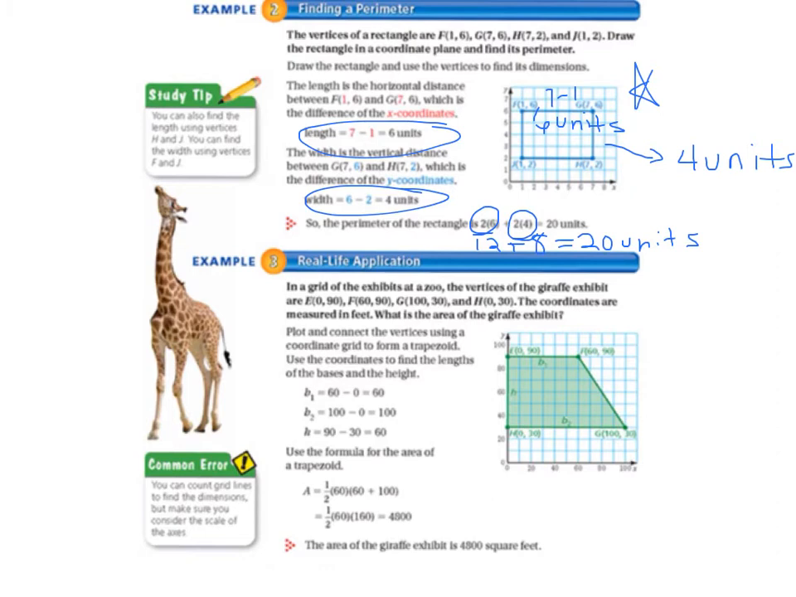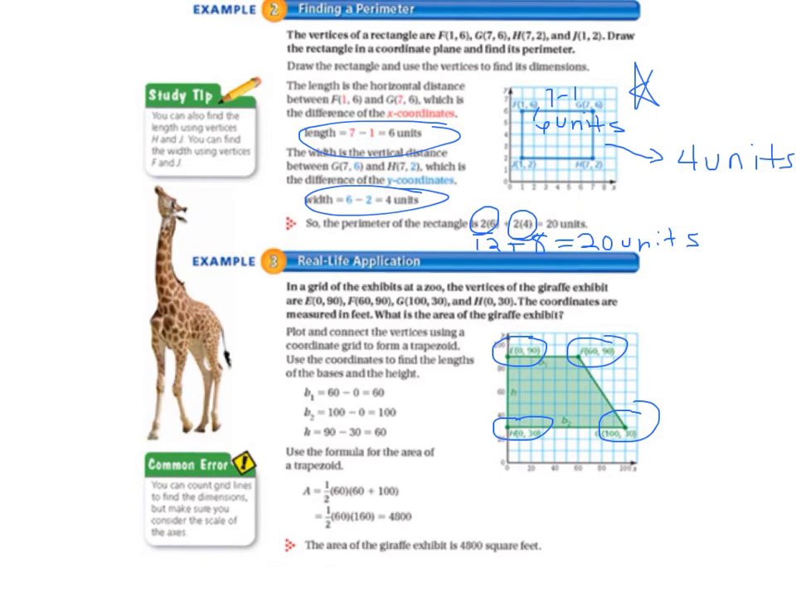So now let's look at example 3, a real-life application. In a grid of the exhibits at a zoo, the vertices of the giraffe exhibit are E (0, 90), F (60, 90), G (100, 30), H (0, 30). The coordinates are measured in feet. What is the area of the giraffe exhibit?